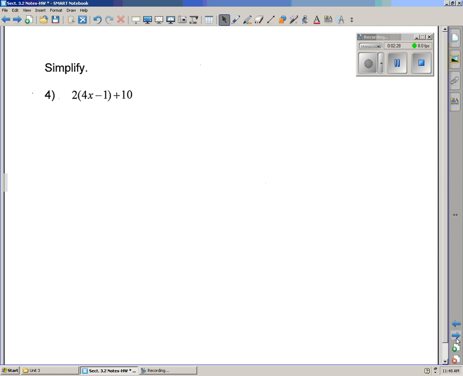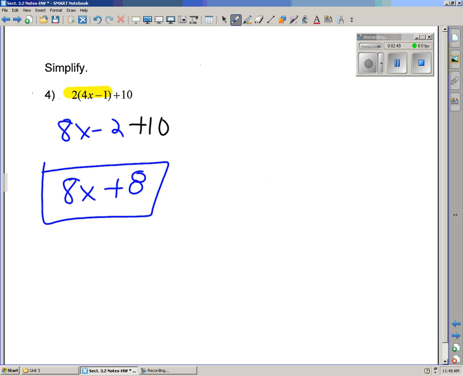When you simplify, the distributive property is only starting and stopping with the parentheses, so all that gets distributed is right there, which means I'm going to get 8x minus 2. You're going to bring down the plus 10. It had nothing to do with the parentheses. And now when you simplify this, you get 8x plus 8. You're combining like terms, and the like terms here fall right there.